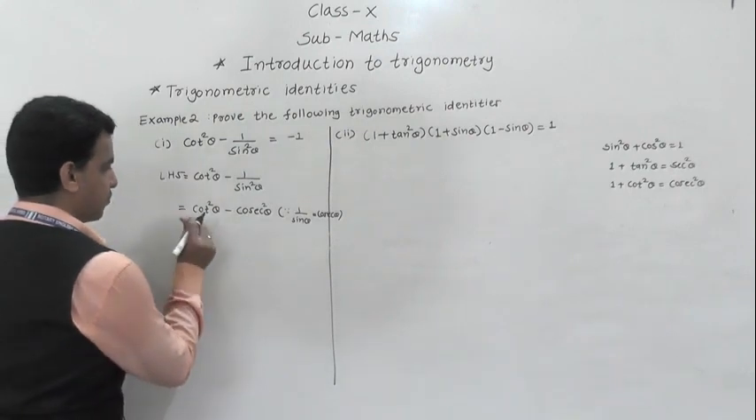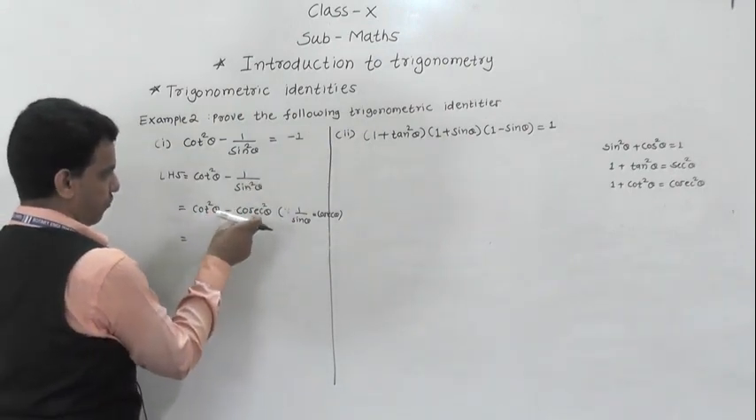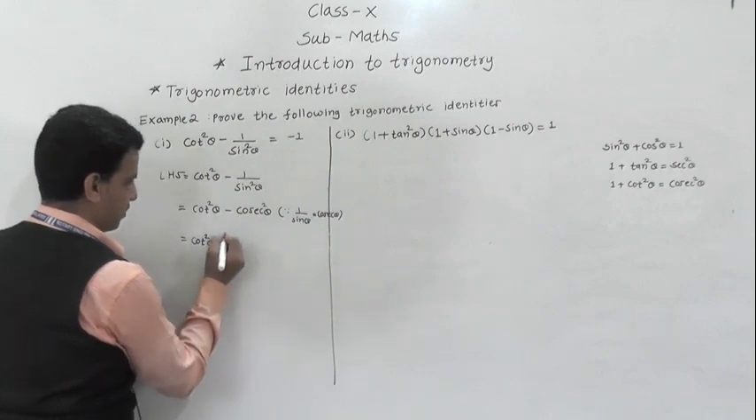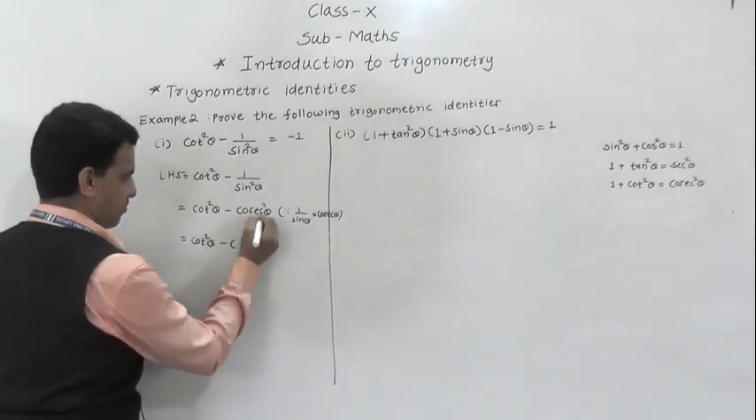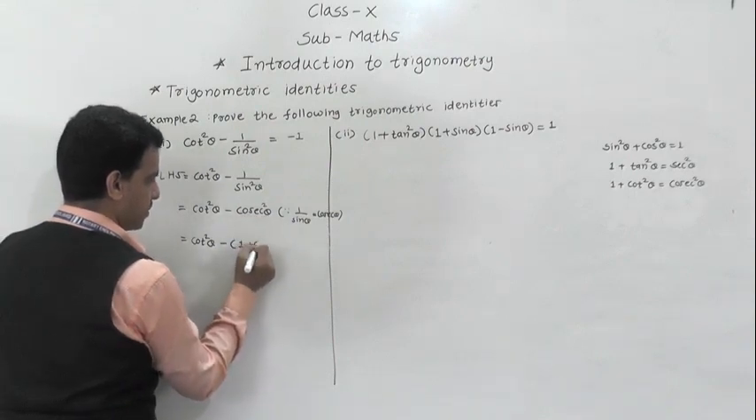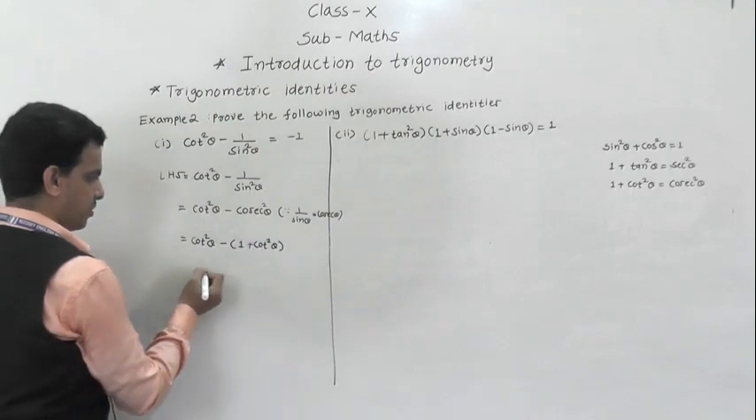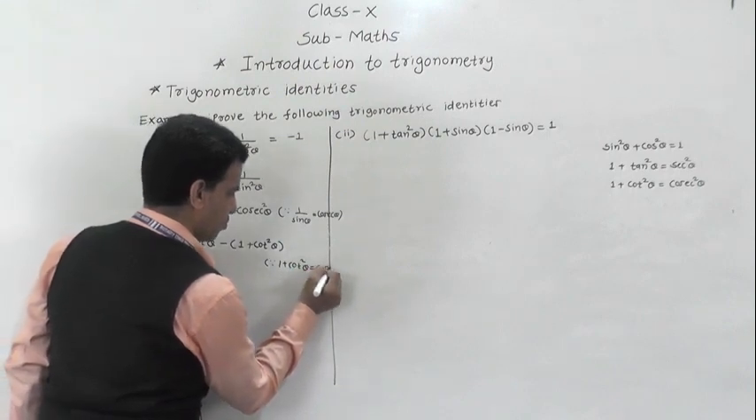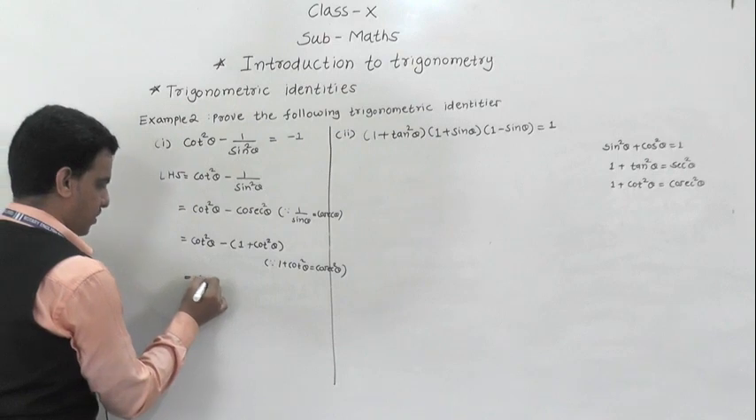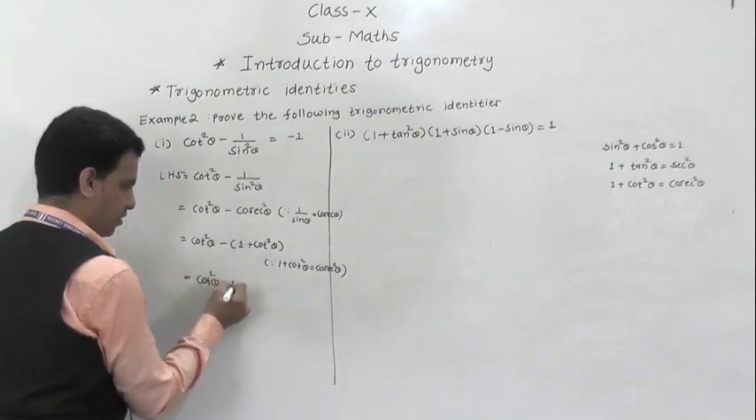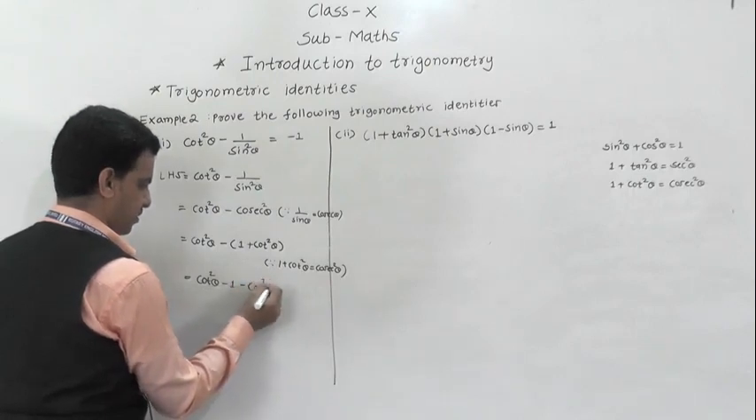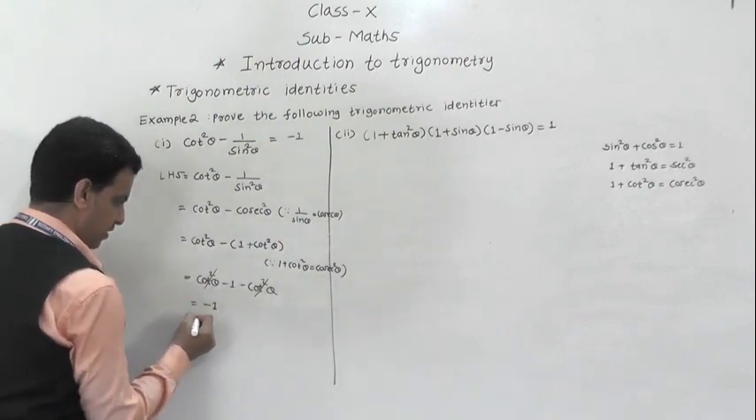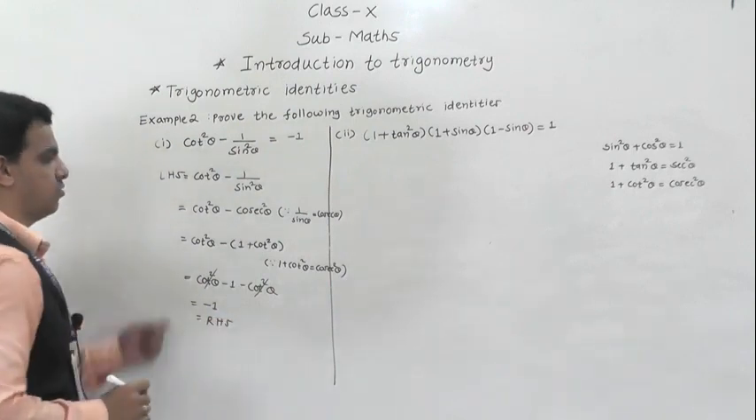Or we can write it by putting the value of cosec square theta, which is 1 plus cot square theta. So cot square theta as it is, minus in bracket 1 plus cot square theta, since 1 plus cot square theta is equal to cosec square theta. So cot square theta minus 1 minus cot square theta: cot square theta minus cot square theta gets cancelled, and what remains is minus 1, that is the RHS. So this is the first one.